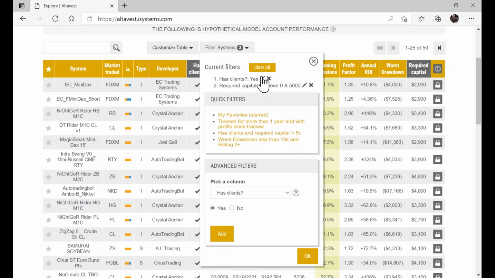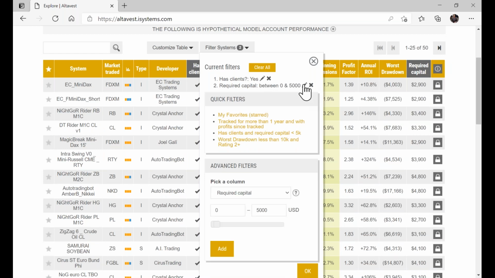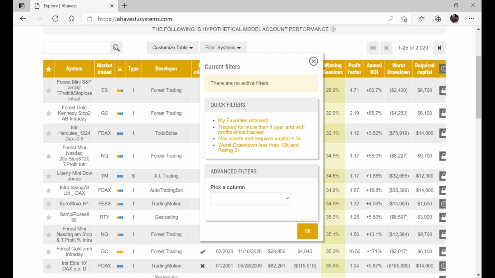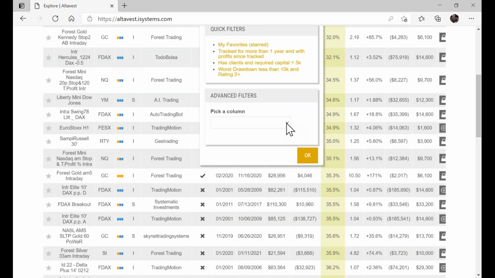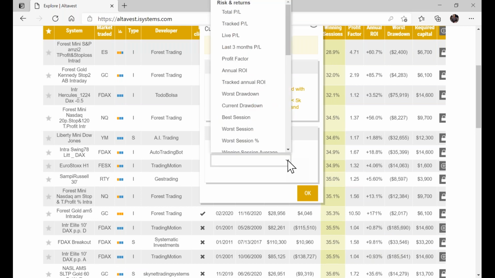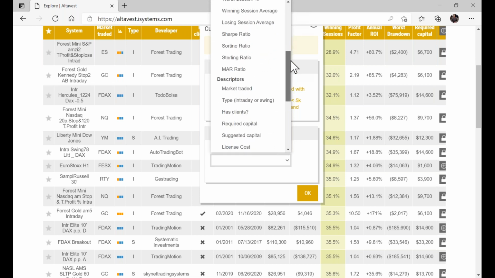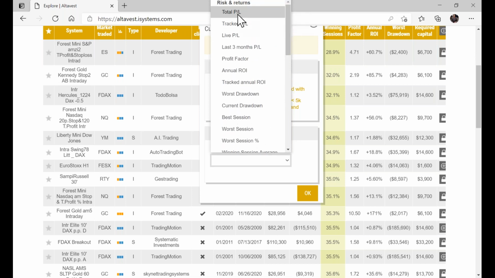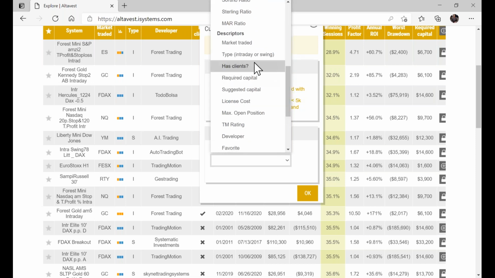And then you could edit any of those criteria here, just with this little pencil icon. You could change the numbers any way you wanted, or you could just simply delete those filters or just clear them all at once. And here is the advanced filter tool. You're really going to like this. So the quick filters are very powerful, and I think they offer a great start. But really, if you want to drill down, this is what you would do. You would use the advanced filtering tool, and you'll see all the descriptors here. You can filter for total P&L, live P&L, annualized ROI, best session, percentages, worst session, the type of market traded.